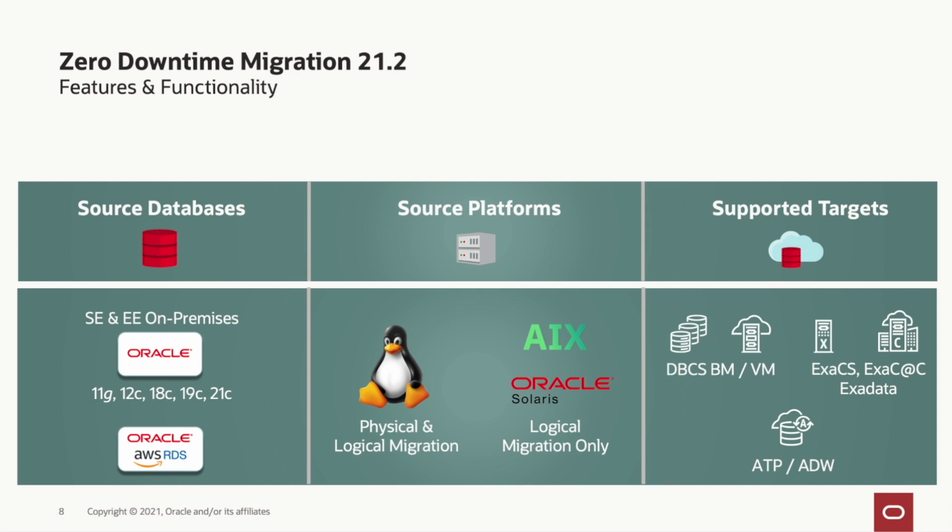Now, targets, you can migrate to Database Cloud Service virtual machine. You can migrate to Exadata Cloud Service, Exadata Cloud at Customer and Exadata on premises. And you can also migrate databases to the Autonomous Database, both transaction processing and autonomous data warehousing as well.